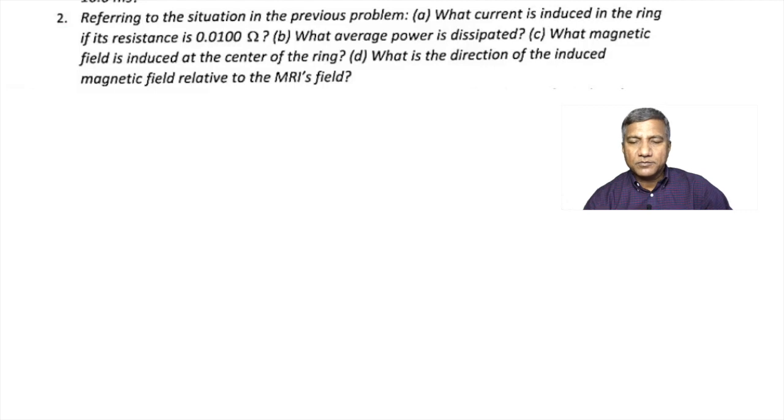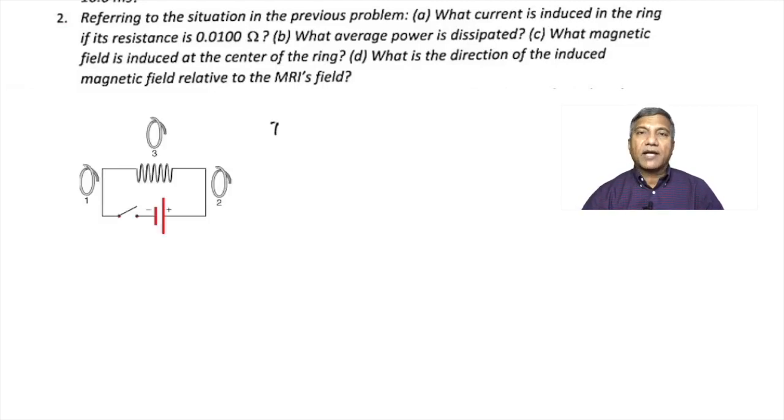Now here is problem number 2. But when the problem says referring to the situation in the previous problem, it's not actually the problem before this. The previous problem had a definite voltage induced, and after we get the induced voltage, we are asked to calculate the current in the ring if the resistance is given, and then the power. Okay, so let's move on. Let's do the A part.